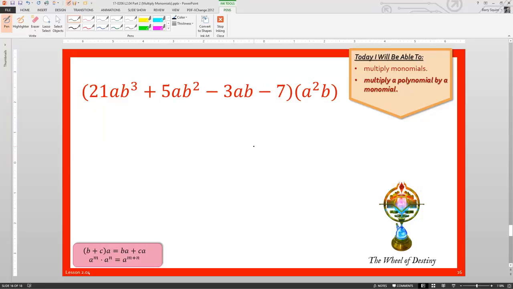But first, let's start by distributing. So we're going to take that and multiply it by that, and multiply it by that, and multiply it by that, and then multiply it by that. So let's write these out as our monomials times monomials to see what it looks like. It doesn't matter what order I write them in, so I'm going to start with what comes first visually.